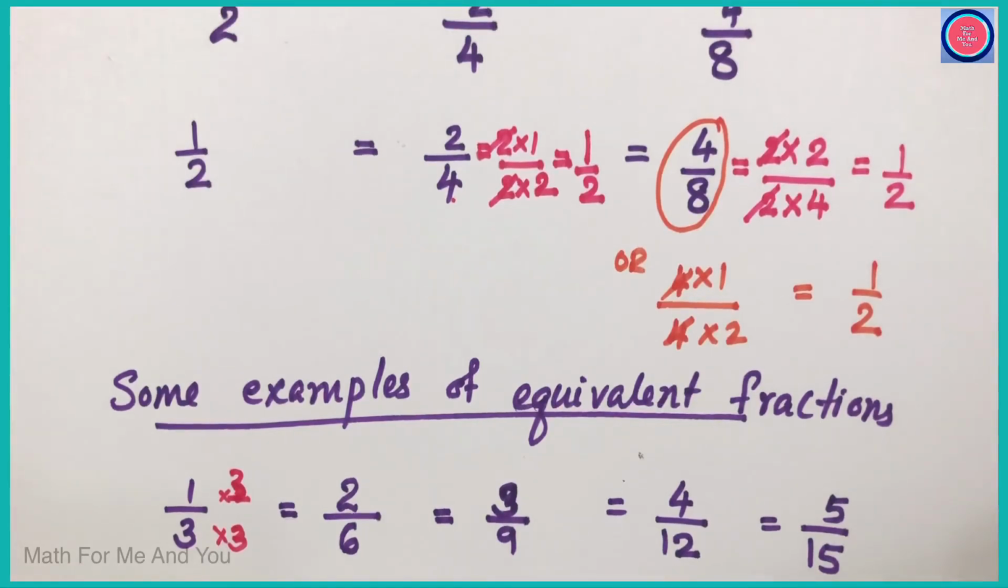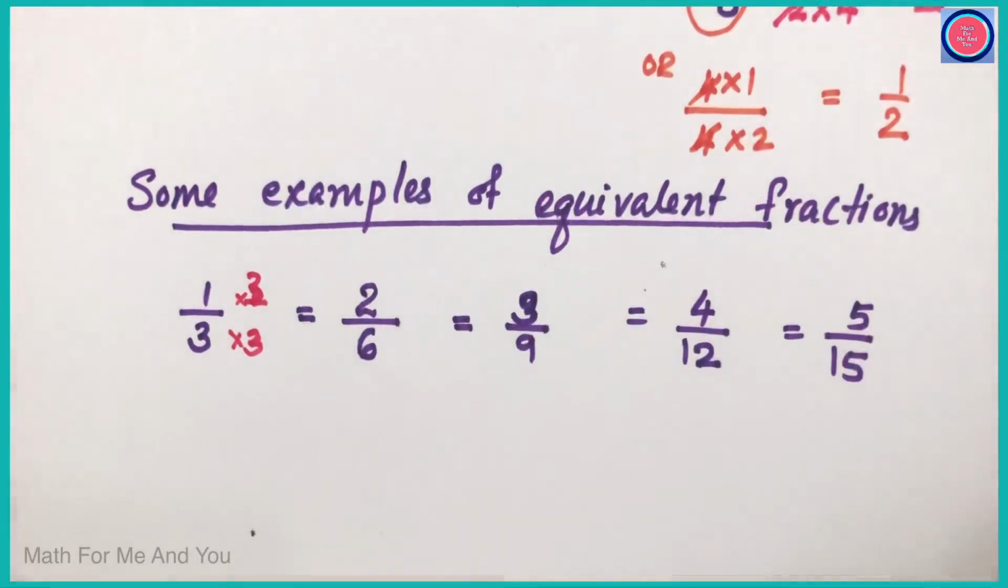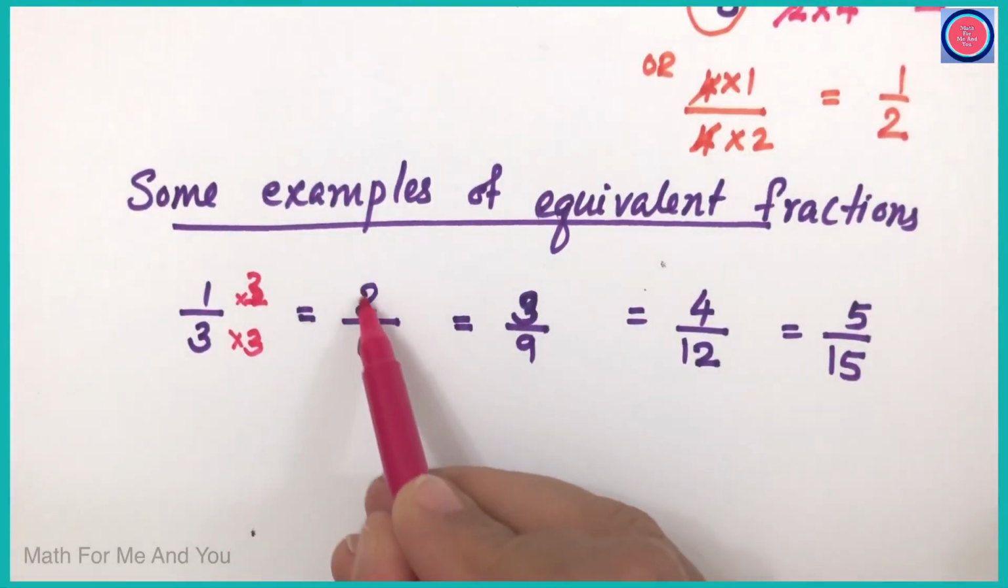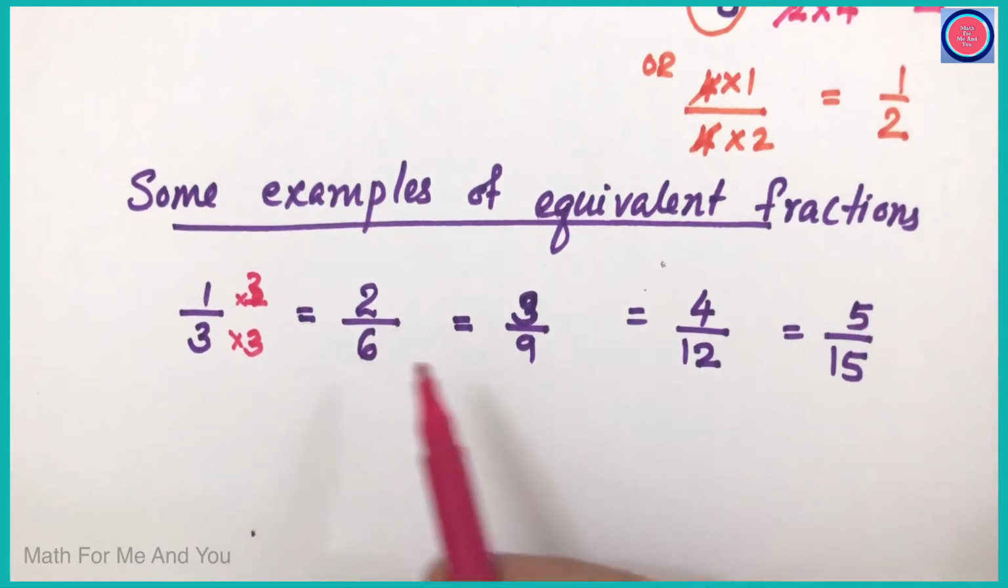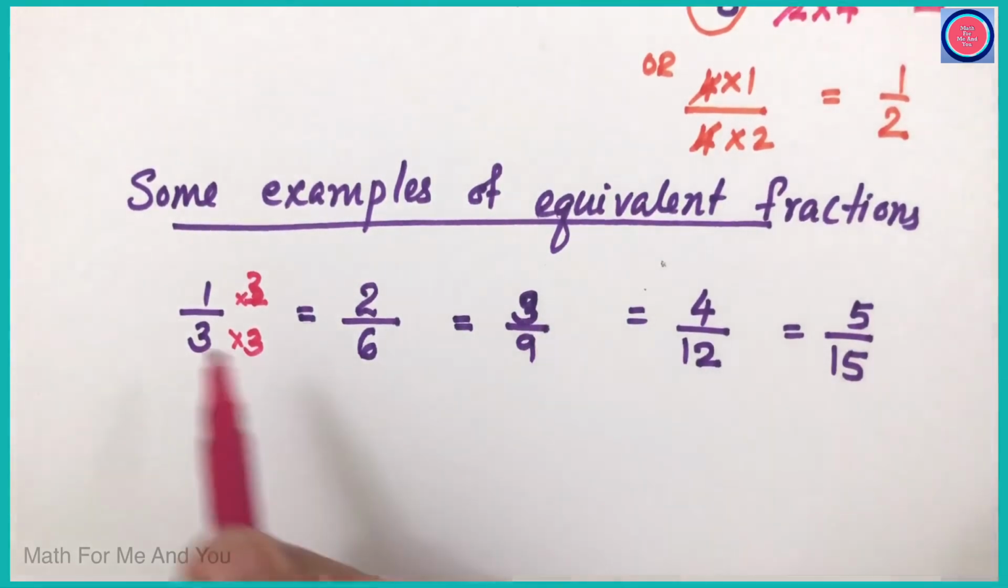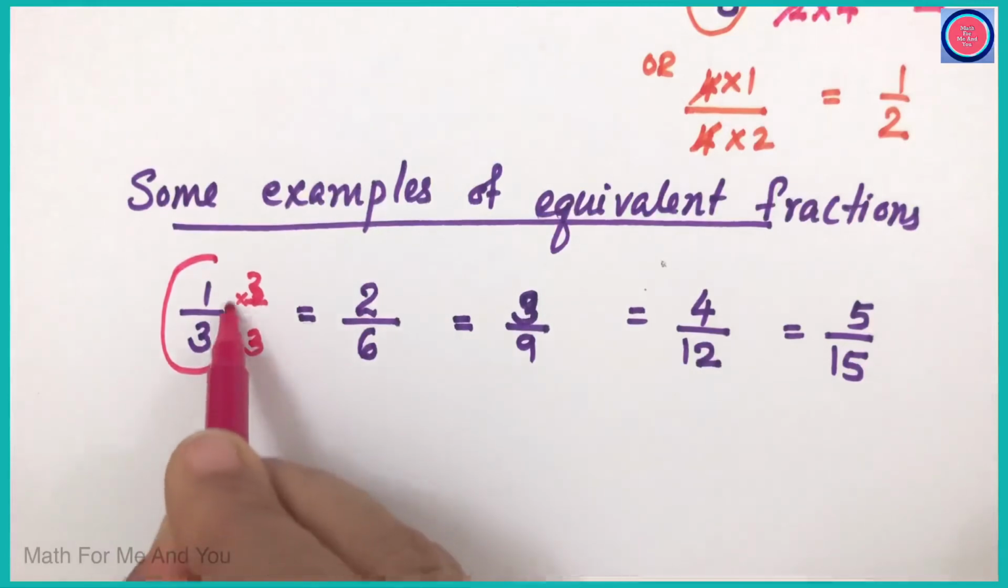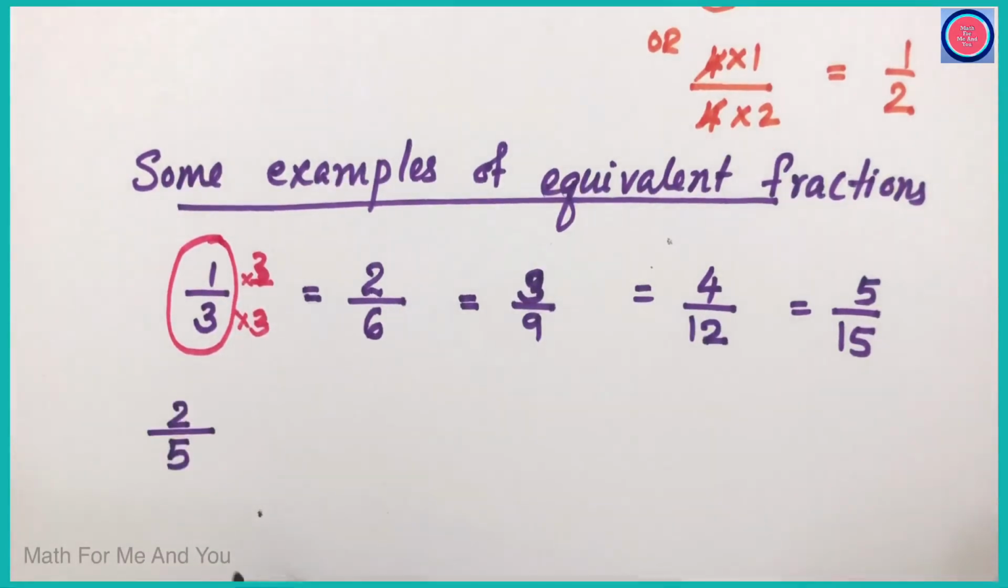All are equivalent fractions. When we take 2 over 6 and cancel the common number 2 from the numerator and denominator, we get 1 over 3. Similarly, from 3 over 9, 4 over 12, any of them, if we cancel the common number from the numerator and denominator, we get 1 over 3.